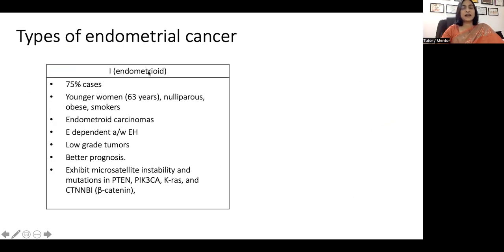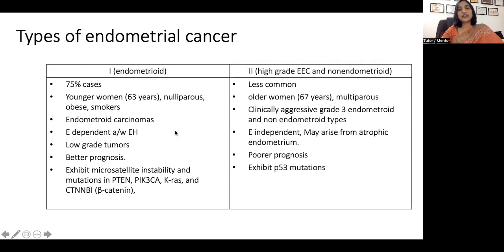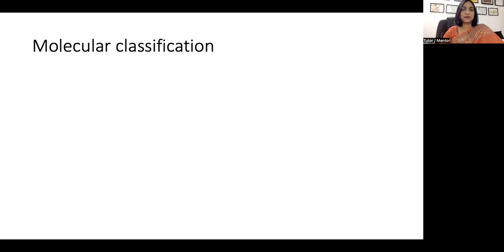Traditional classification, or Bokhman classification, of endometrial cancers: type 1 is 75% of cases. Mostly these are endometrioid. They have a history of unopposed estrogen exposure, either endogenous or exogenous. And these are low-grade tumors with better prognosis; microsatellite instability, PTEN, and CTNNB1, all these molecular markers may be present. The other type, on the other hand, is less common, seen in older women. Unopposed estrogen exposure is not there. It is estrogen independent, and may arise from atrophic endometrium also. So this is more common in the postmenopausal group.